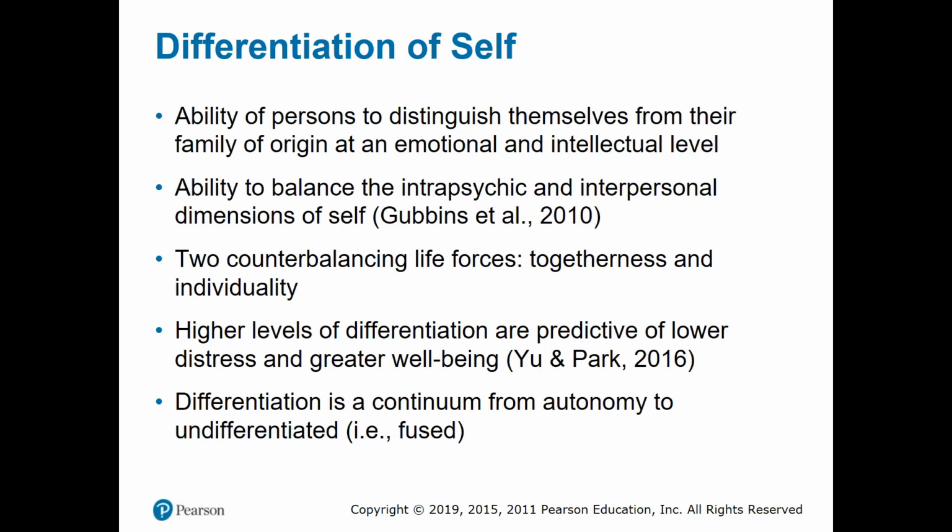Differentiation of self is the ability of persons to distinguish themselves from their family of origin at an emotional and intellectual level. It's the ability to balance the intrapsychic and interpersonal dimensions of self. It's two counterbalancing life forces, togetherness and individuality. Higher levels of differentiation are predictive of lower distress and greater well-being, and differentiation is a continuum from autonomy to undifferentiated, which again would be fused.